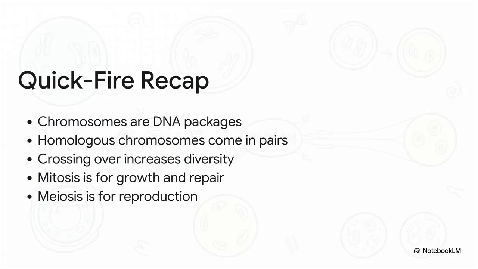Okay, let's rapidly recap to consolidate all of this. 1. Chromosomes are tightly coiled DNA packages. 2. Homologous chromosomes come in pairs, one from each parent. 3. During prophase 1, crossing over at the chiasma massively increases genetic diversity. 4. Mitosis is that perfect photocopy machine for somatic growth and repair. And 5. Meiosis is the specialized division in germline cells specifically for sexual reproduction.